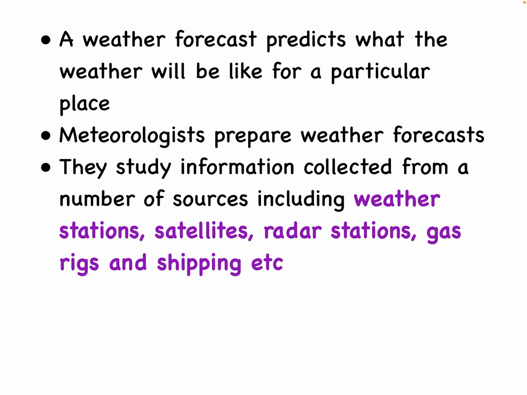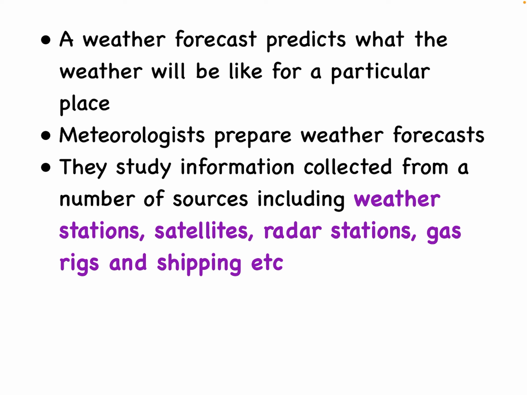So the meteorologist is the person that prepares and predicts the weather forecast. Okay. They study information that they gather from a number of sources. So like you have weather stations, we've like 25 of them around Ireland. We've weather satellites that pick up the weather out in the atmosphere. Radar stations pick up the weather up in the atmosphere. Gas rigs have weather stations on them. They feed the information back to us. And even ships out in the ocean have weather equipment on them to pick up the weather.